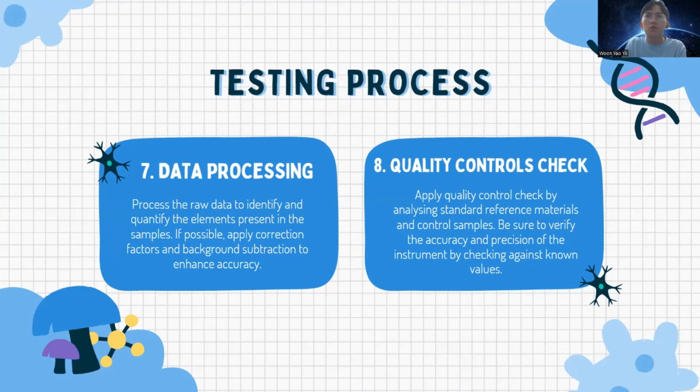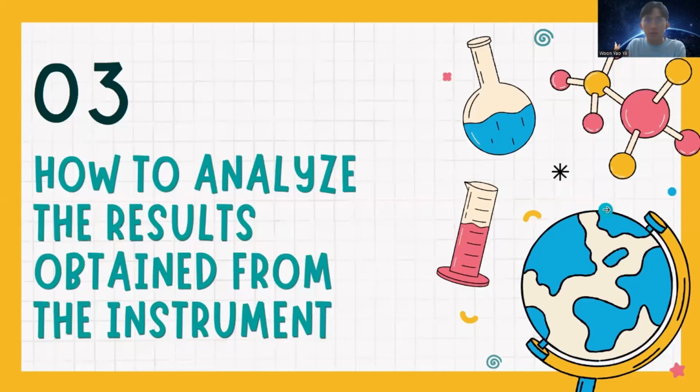The last step is quality control checks. We apply quality control checks by analyzing standard reference materials and control samples. Be sure to verify the accuracy and precision of the instrument by checking against known values.